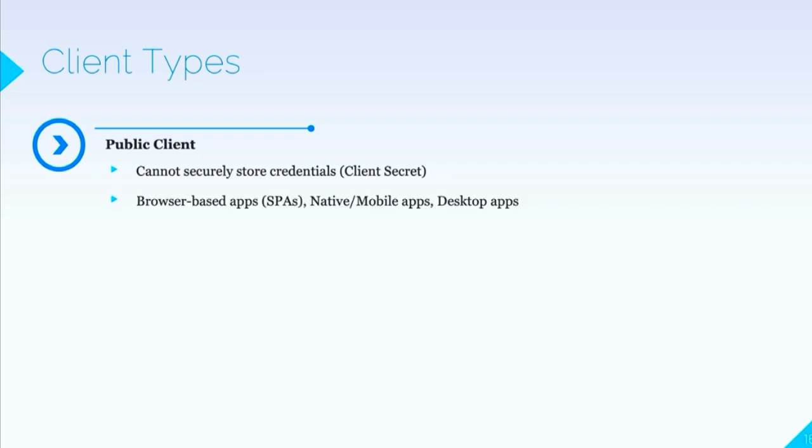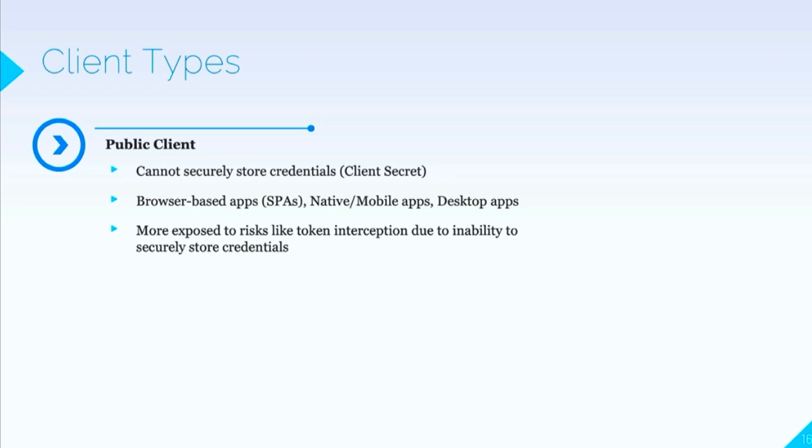Let's start with public clients. Public clients are typically applications that cannot securely store credentials, such as client secret. Examples include browser-based applications like single-page applications, native mobile applications, desktop applications, and even applications running on smart TVs. These applications operate in an environment where the user, not the application developer, has control.